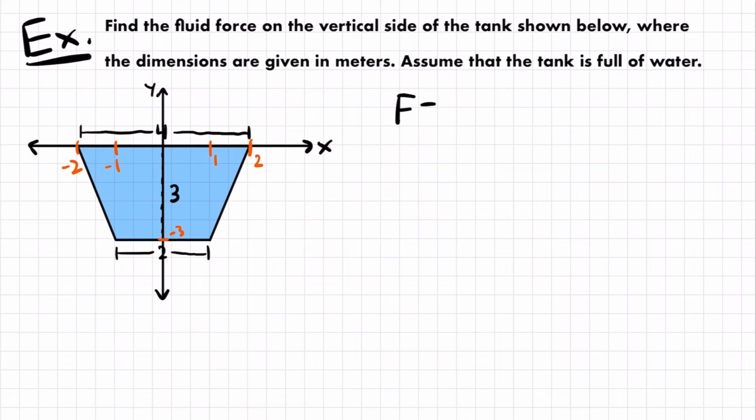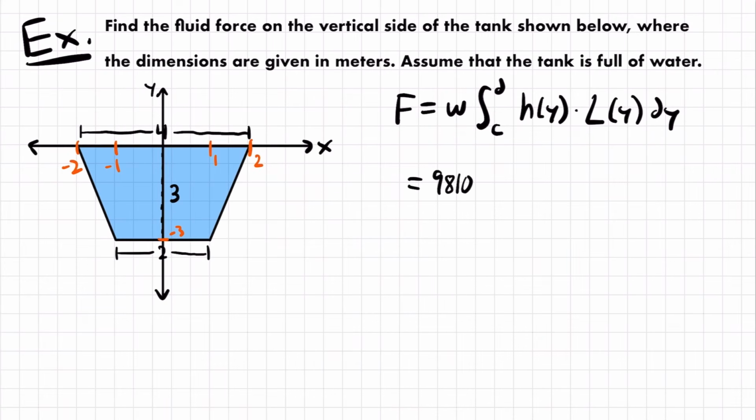And so the fluid force is equal to the weight density of the fluid, which in this case is water, times the integral from c to d, the two values of y that represent the range of depth values, of the depth function in terms of y, times the length function in terms of y, times dy. All right, and so in this case, we're working with measurements in meters, and so the weight density of our water is not going to be 62.4 pounds per cubic foot, it's going to be 9,810 newtons per cubic meter. So our force will be equal to 9,810 times the integral from c to d.